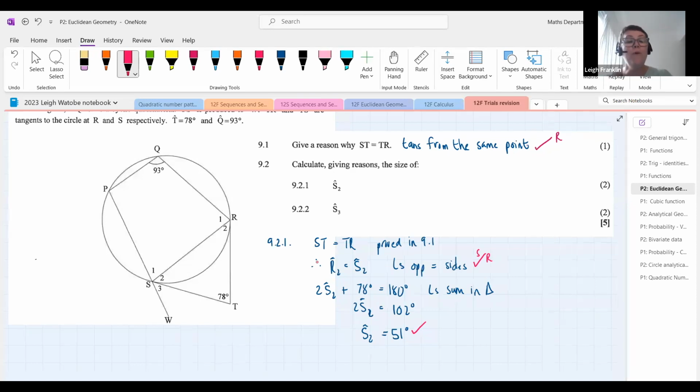Okay, cool. All right, let's worry about 9.2.2. So now, Leanne, what you were saying earlier about the exterior angle of the cyclic quad, now we're going to use the exterior angle of the cyclic quad. I hope that makes sense to you. In 9.2.2, what are we going to do? What should I write? Maybe one of you can tell me. Now that I know what S2 is, how can I work out S3?